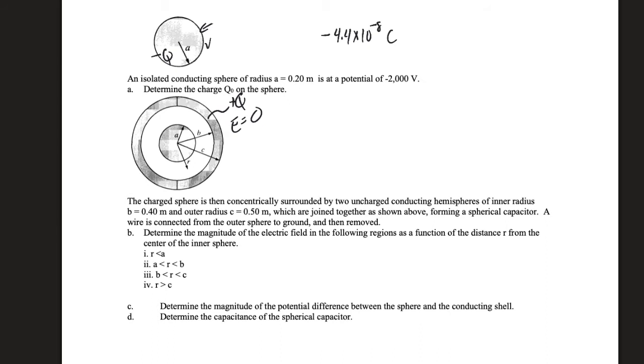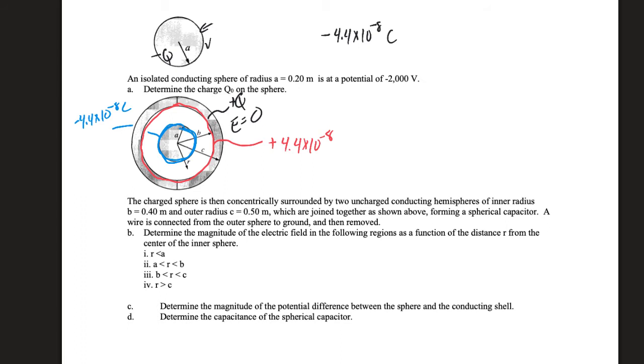So I'll do it this way. This charge right here has to be positive 4.4 times 10 to the negative 8, spread out around the entire inside edge of the conducting shell. And this part, right there, is negative 4.4 times 10 to the negative 8 coulombs, spread out all around this sphere. Everybody good?